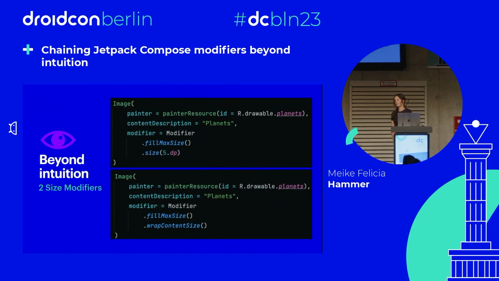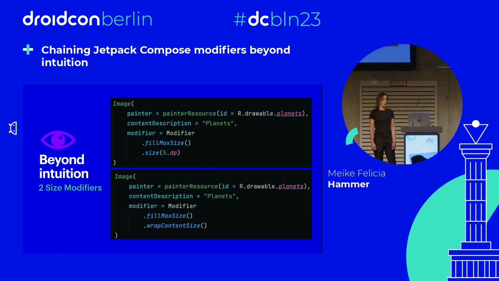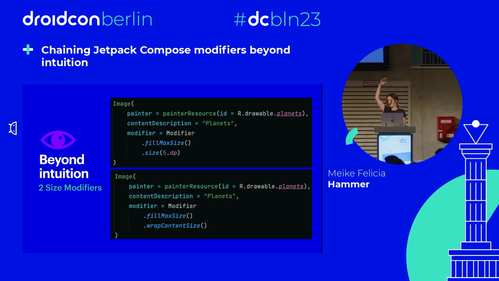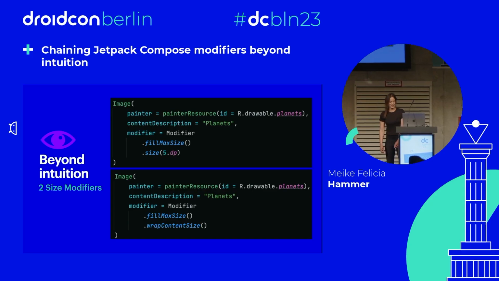Another sample for beyond intuition stuff regarding modifiers could be that you, for some reason, add multiple size modifiers. Maybe you just have a very long set of modifiers, or you are passing modifiers through composables to the next one, and actually lost track which modifiers are all there and which are given.